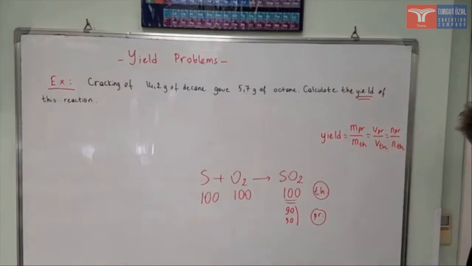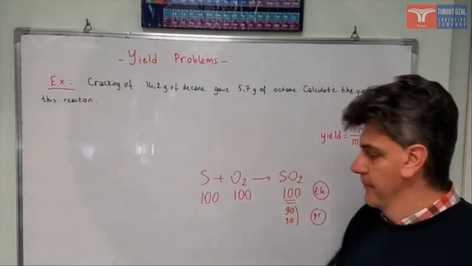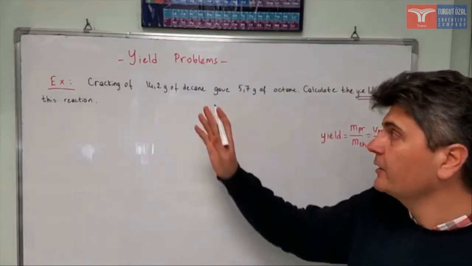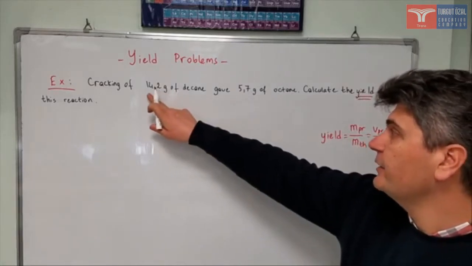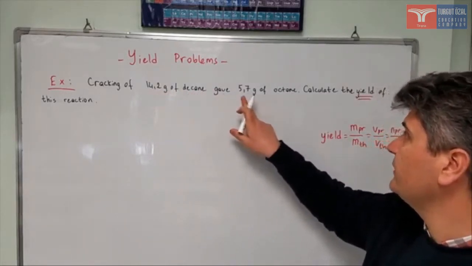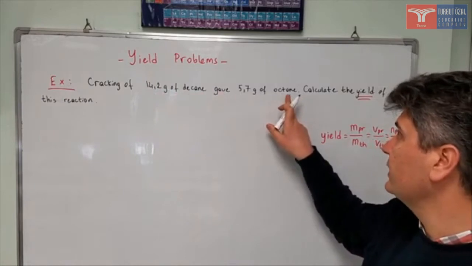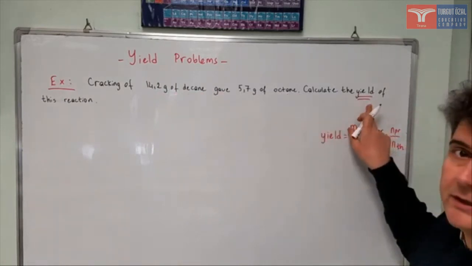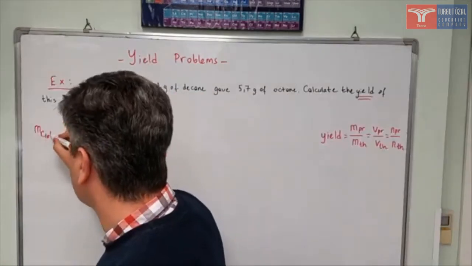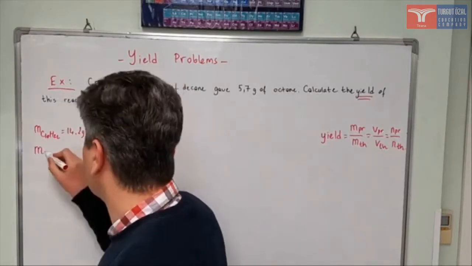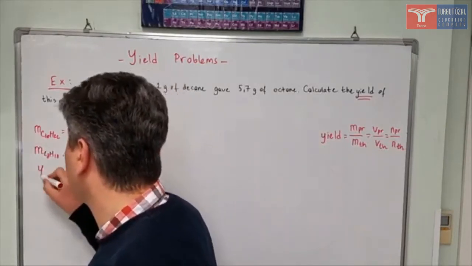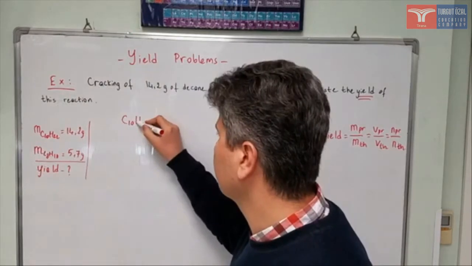After this brief explanation, let's try to solve this problem. In the question, we have a cracking reaction. We are cracking this much of decane and it's giving us this much of octane. And it's asking us to calculate the yield of the reaction. Let's write the givens. Now let's write the equation.